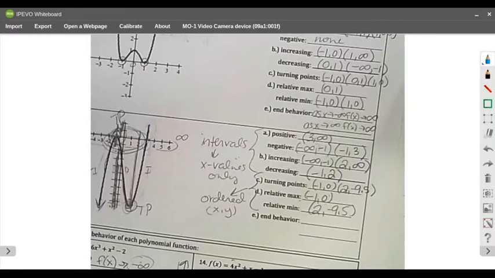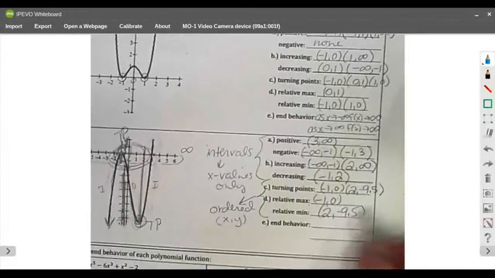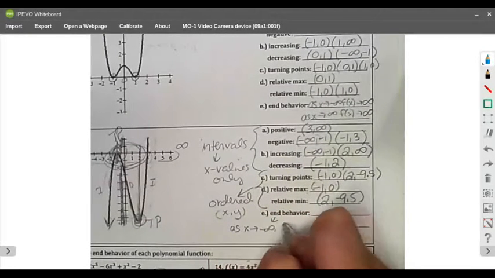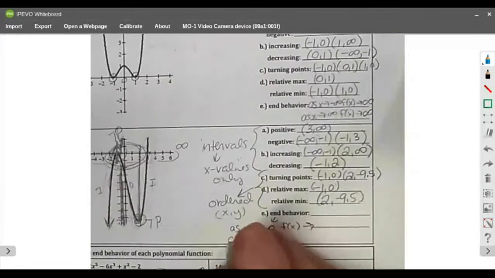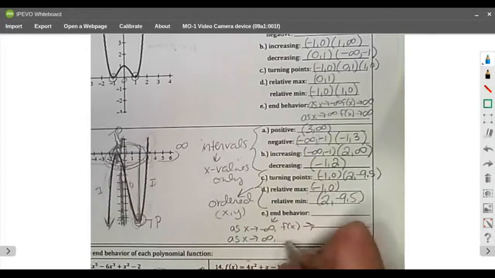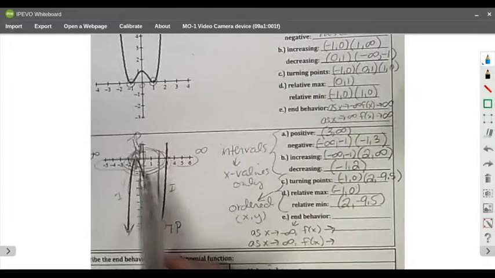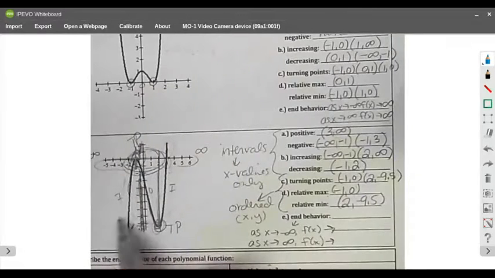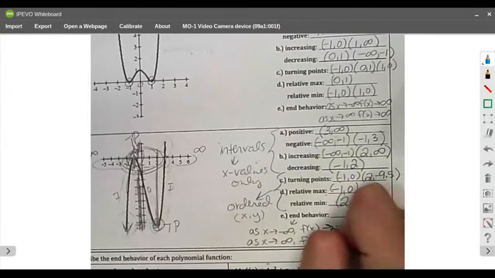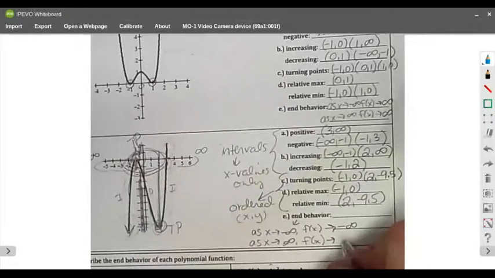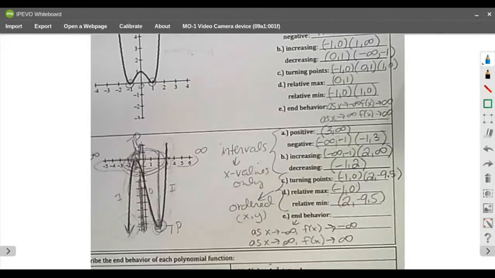So those are actual ordered pairs. And the last part is end behavior again. I'm going to do it down here. Remember, it's just as x approaches -infinity, f of x approaches what? As x approaches +infinity, f of x approaches what? So as x approaches -infinity, the left side of the graph, where is it going? It's pointing down. So that's going to be -infinity. And then as x approaches +infinity, that's as it moves to the right. Where are we going? Up to positive infinity. And so that's it. That's one of each type of question pretty much.